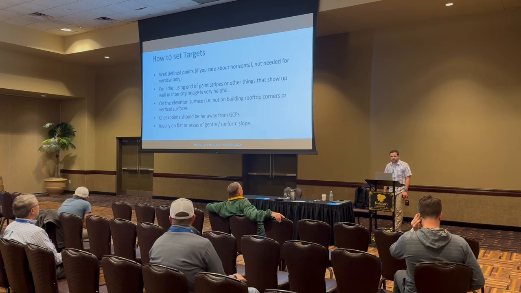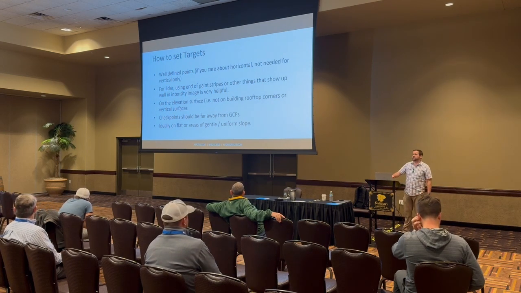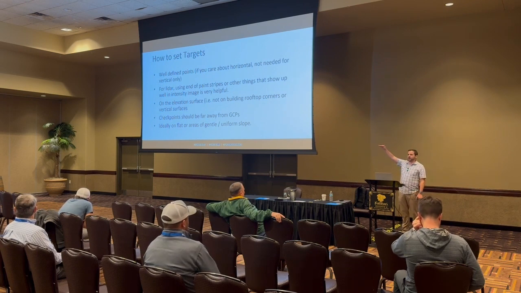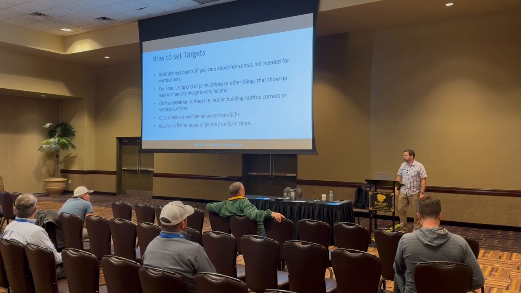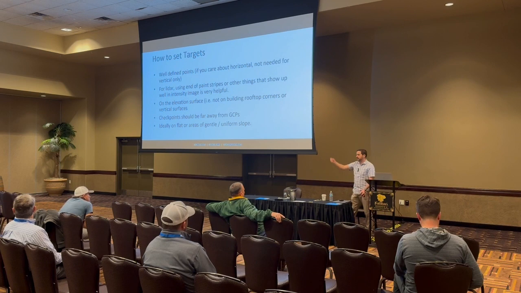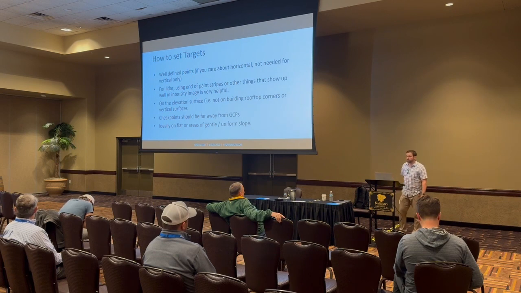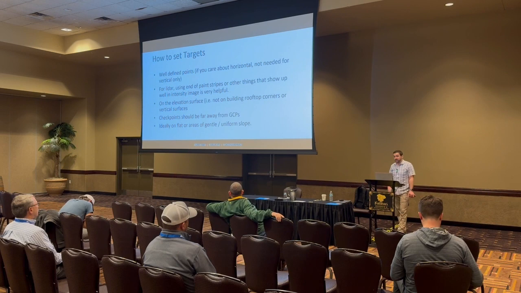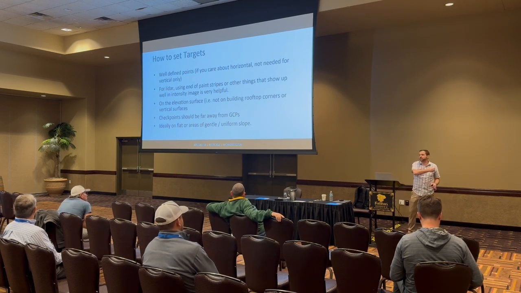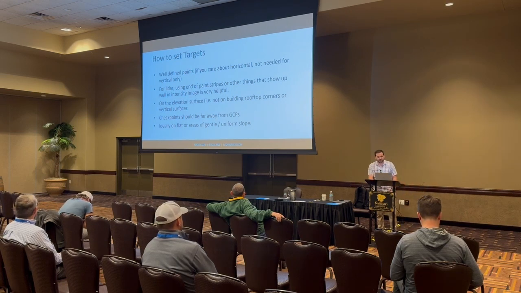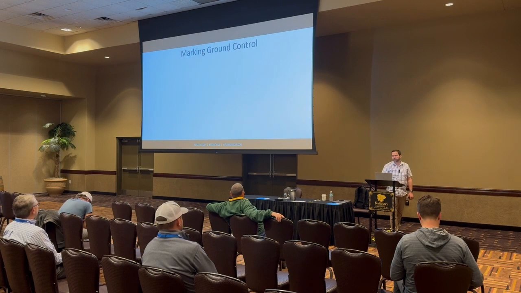On the elevation surface, that means that you should set your target flat with the ground, not on a target that is above or below, right? If you had a table in the middle of a site, don't set your control point on the top of the table. It's much better to set it on the ground, far away from any sort of slopes or ridges or things like that. When setting check shots, you should set them away from your ground control points. If you set a ground control point and then measure 5 check shots that are all right next to it, that's not going to be very robust, and ideally on flat areas of gentle uniform slope.